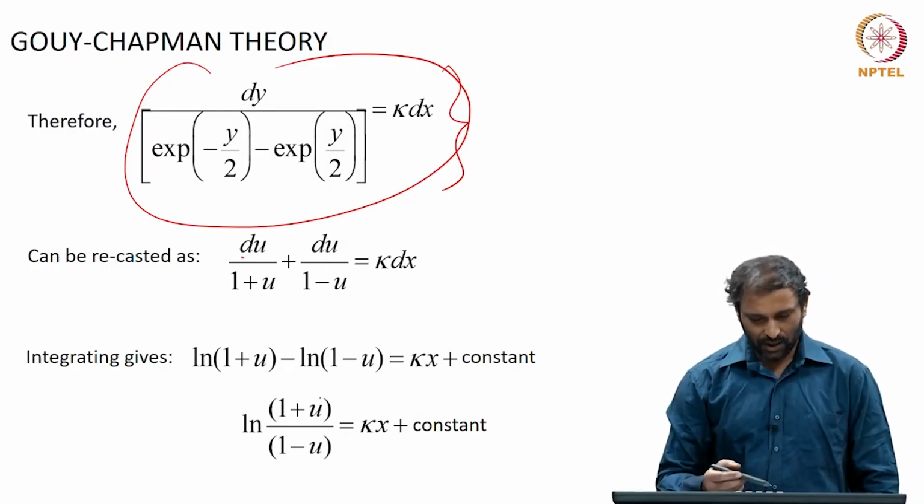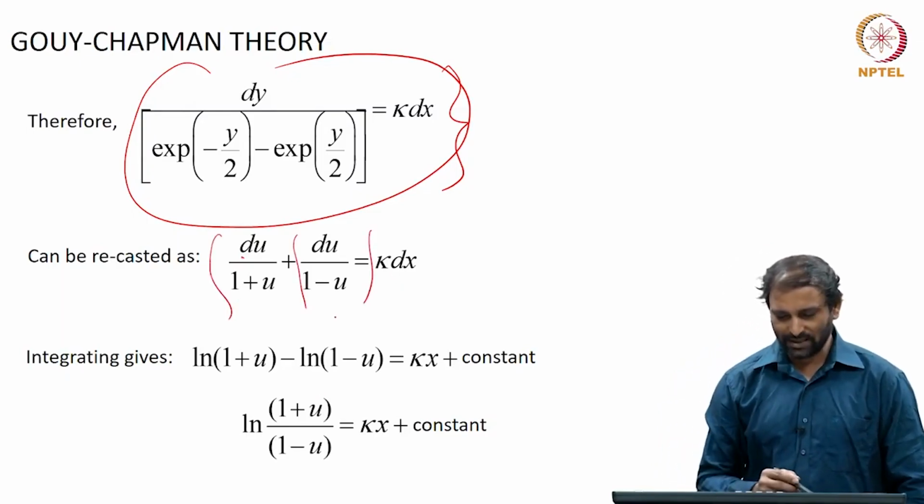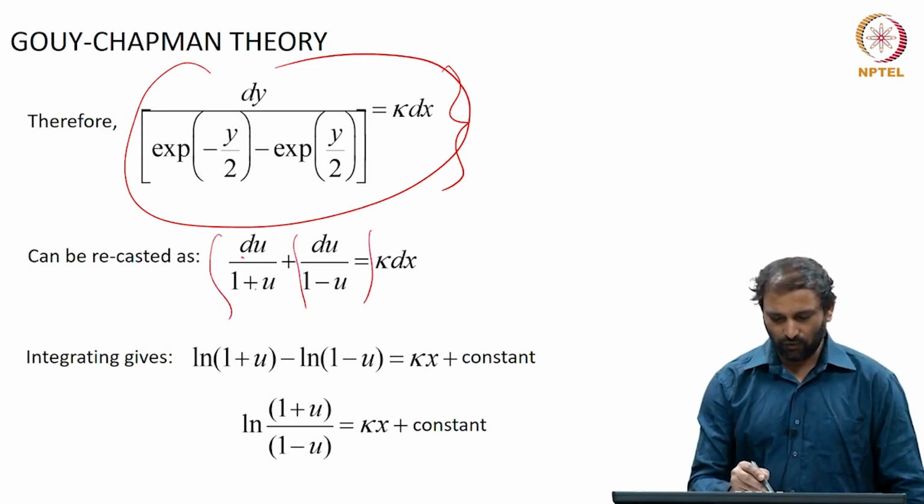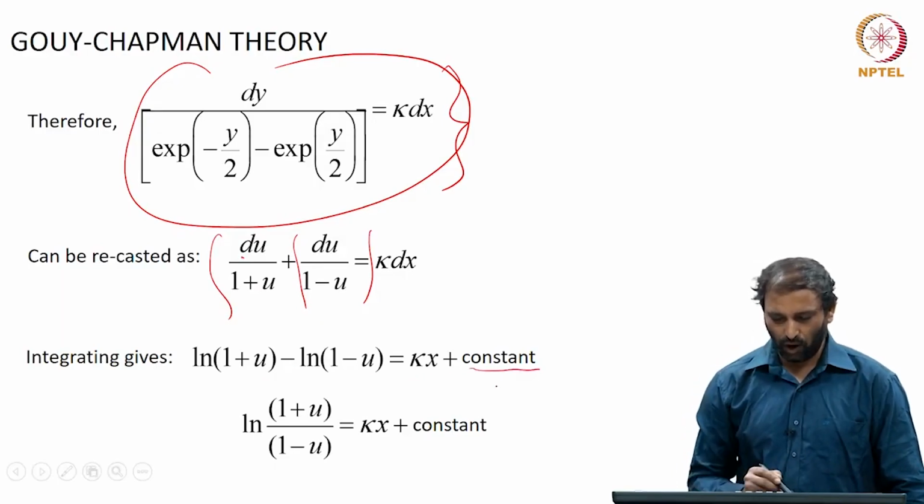So I can integrate this easily. If I integrate this, what I essentially end up with is ln of 1 plus u minus ln of 1 minus u is equal to kappa x plus constant.